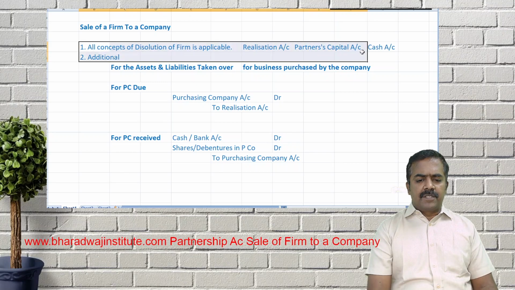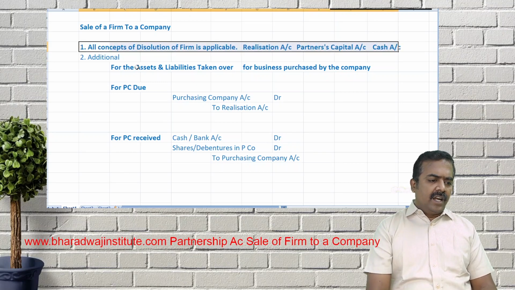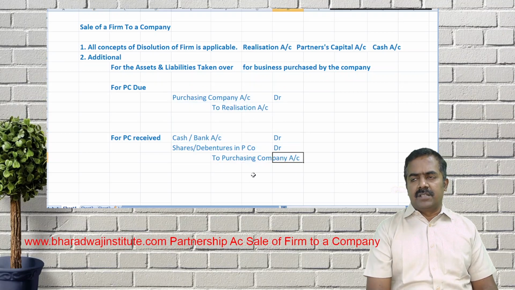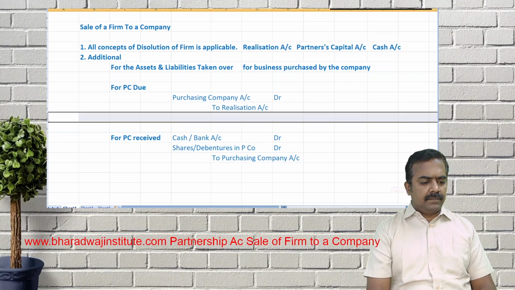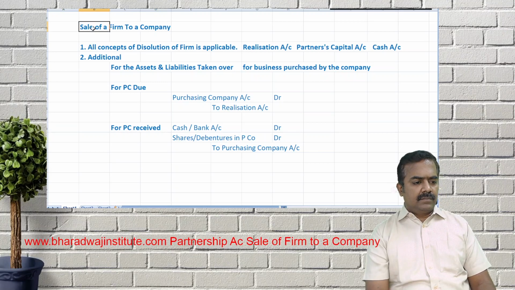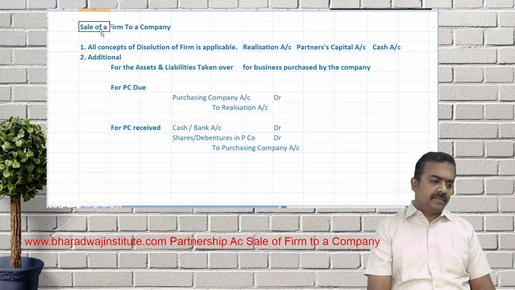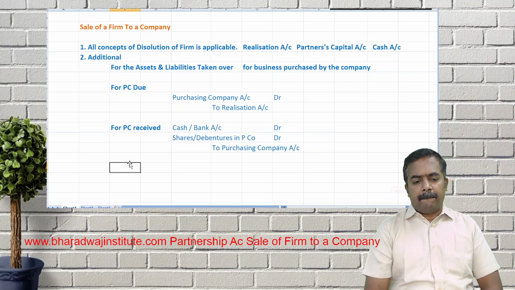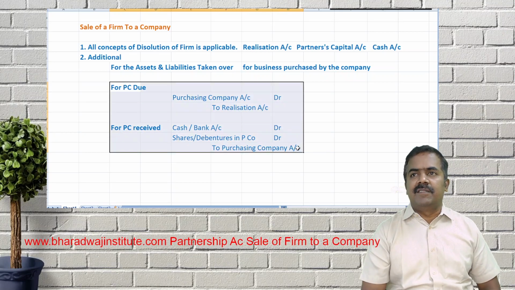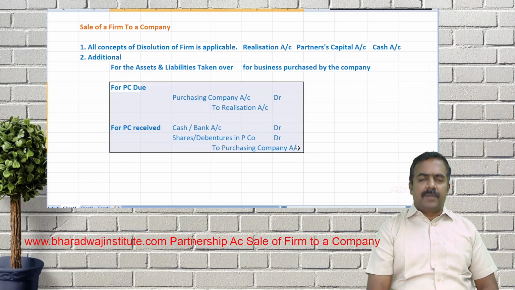So all the concepts of realization are applicable. The additional thing is that for the assets and liabilities taken over, record the purchase consideration due and record purchase consideration received. This is in the books of the firm. And this is also not new for us. This we already learned in the amalgamation chapter.